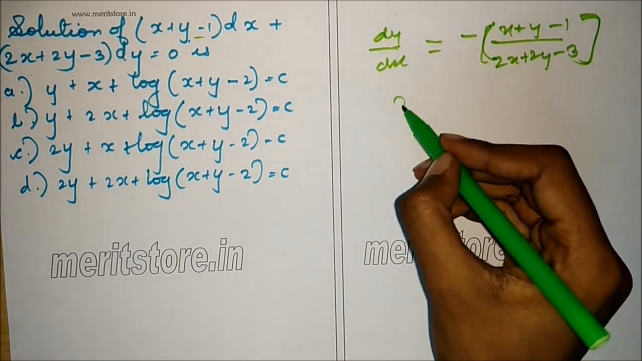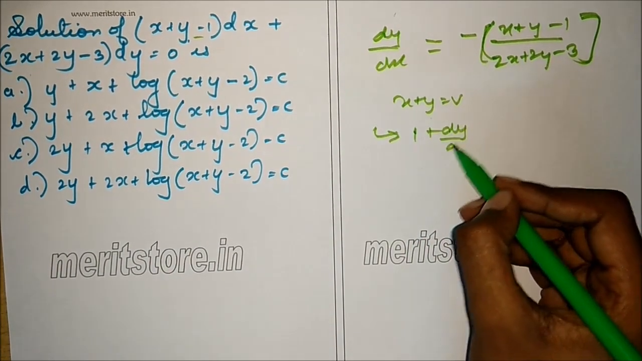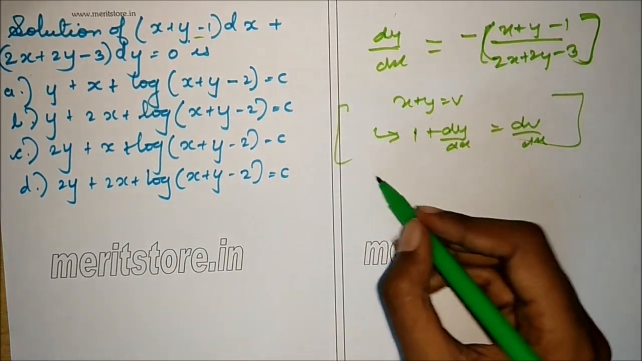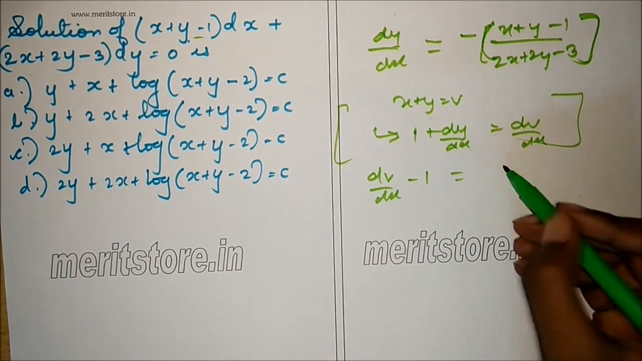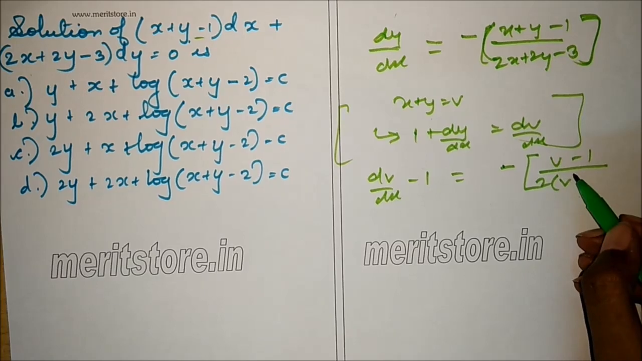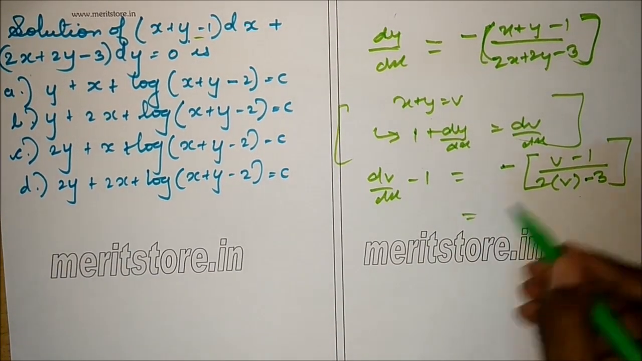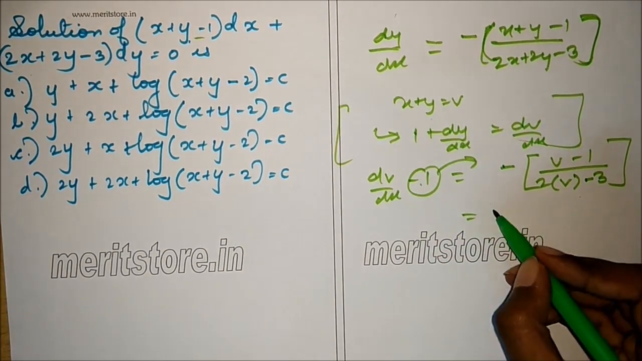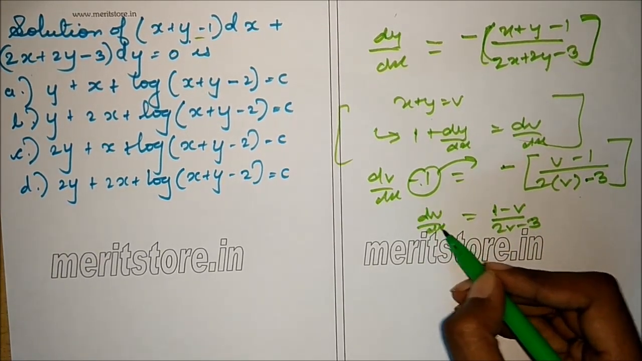So put x plus y equals v. So 1 plus dy by dx will be equal to dv by dx. So we substitute this here. So this will be dv by dx minus 1, which is dy by dx, is equal to minus of (v minus 1) divided by 2 into (v minus 3). Bringing the negative sign into the bracket and bringing this to RHS, we'll get (1 minus v) upon (2v minus 3) is equal to dv by dx.